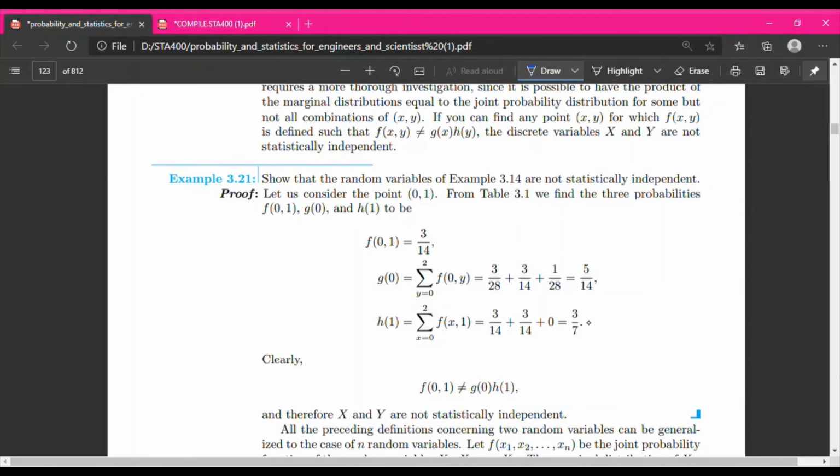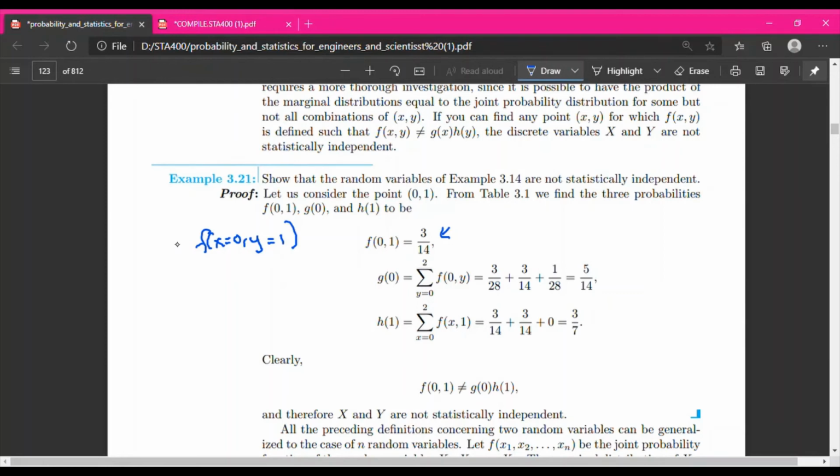So now here it shows the pair of x equal to 0 and y equal to 1. We want to use this pair, so we need to look at the probability when x equal to 0 and y equal to 1, which is 3/14. You can see example 3.14 earlier on page 116.